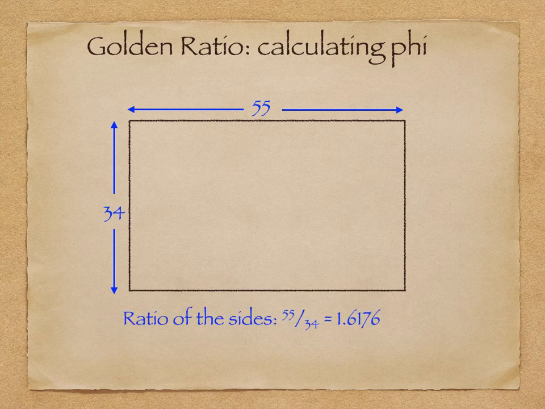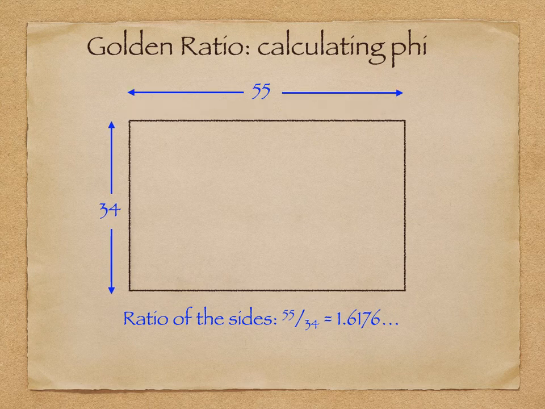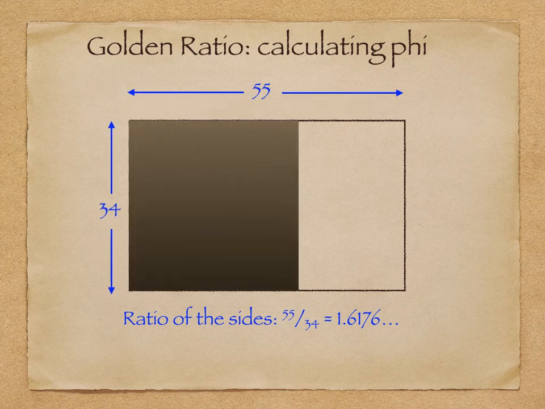That's 55 divided by 34, which comes to roughly 1.6176. A special property of a golden rectangle is that if you cut off a square from one end, you're left with another golden rectangle. It's smaller, of course, but its proportions are the same as those of the larger rectangle. Let's check this out and see if it's really true.